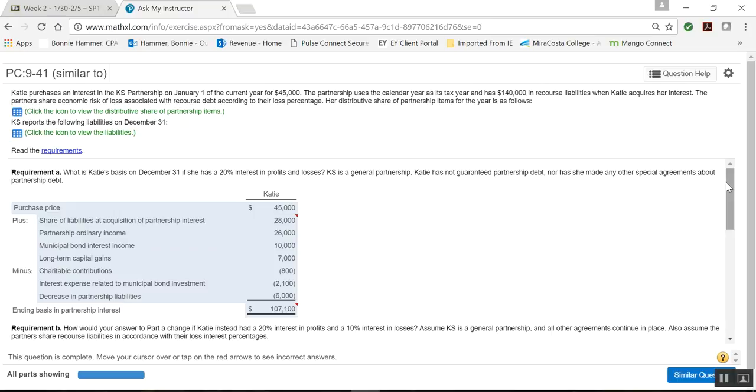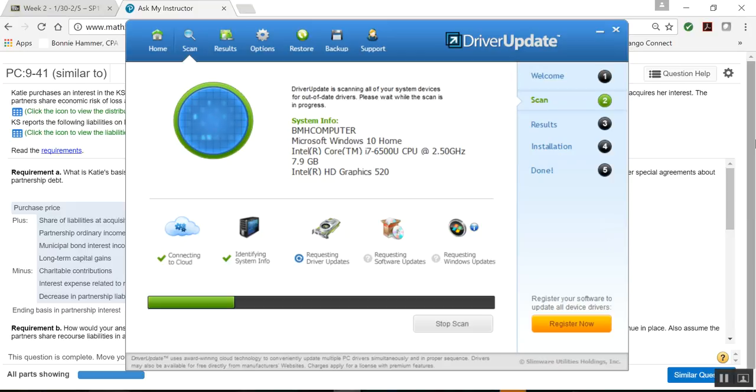Now, let's read on. The partnership uses the calendar year as its tax year end and has $140,000 in recourse liabilities when Katie acquires her interest. The partners share economic risk of loss associated with recourse debt according to their loss percentage.